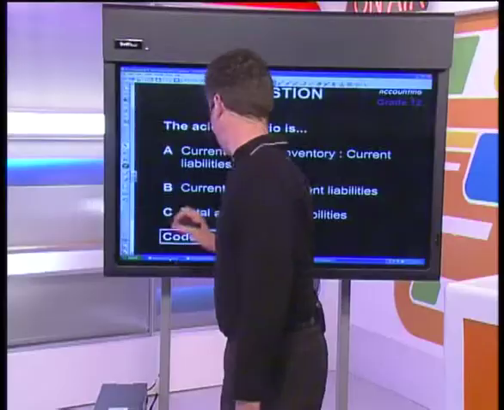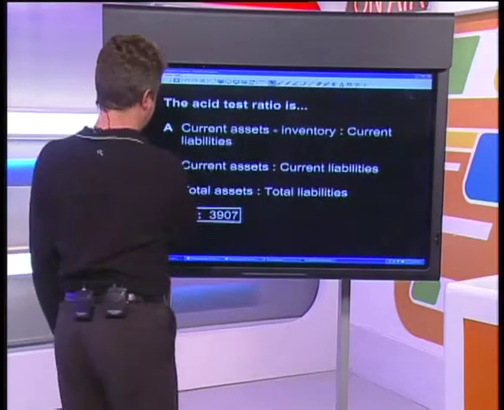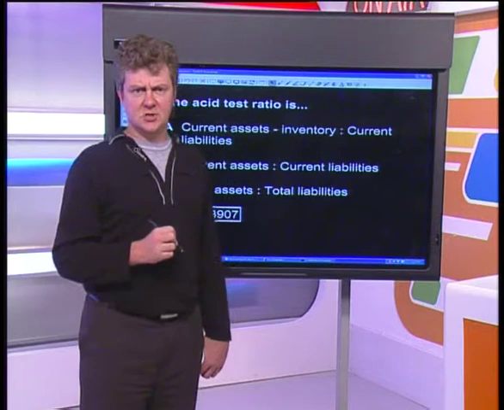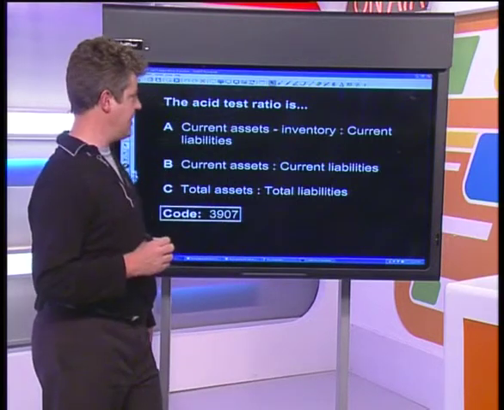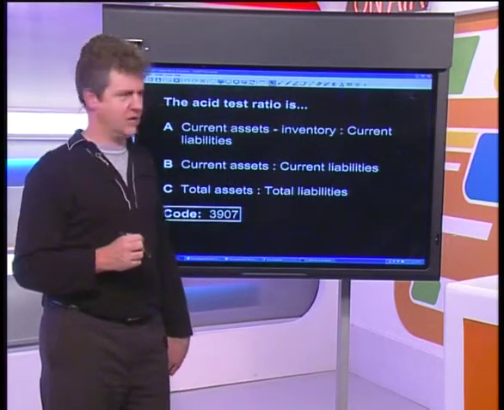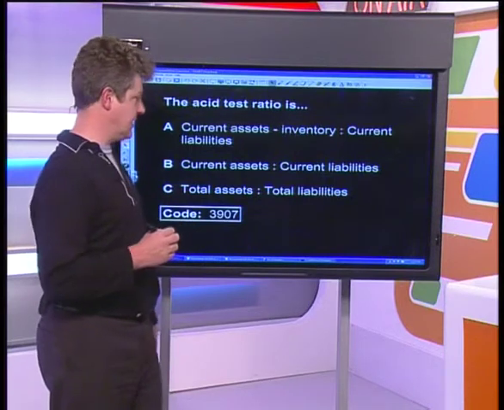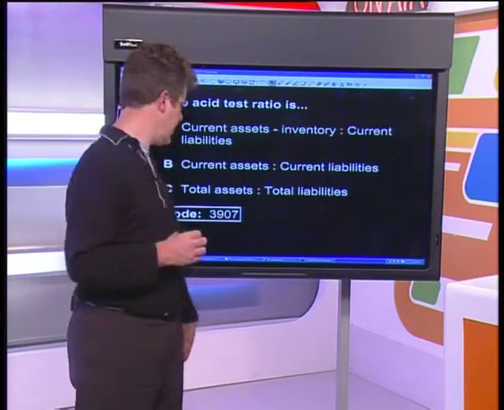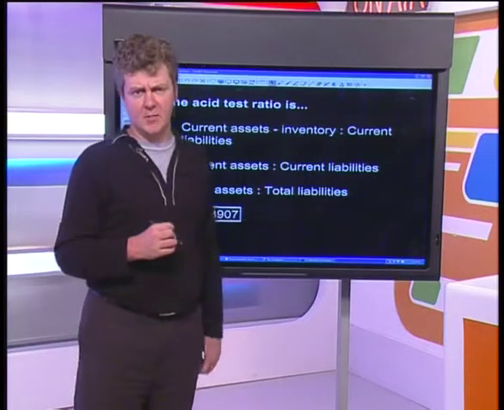So Martin, I think we've got a little bit more time left just for us to tackle the challenge question. Do you think we can do that? We sure can. Let's have a look at the challenge question. Here it is. We asked you what was the asset test ratio's formula. A gave you current assets minus inventory to current liabilities. B was just current assets to current liabilities. And C was total assets to total liabilities.